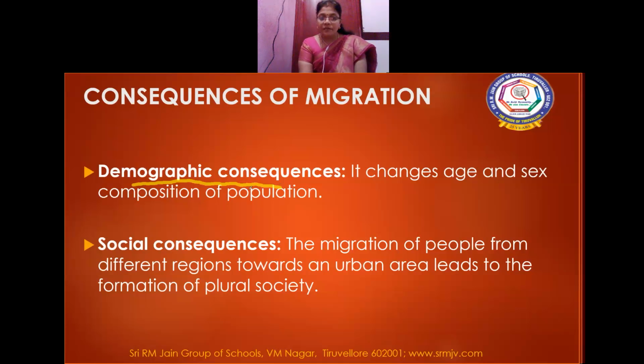So migration of females after their marriage leads to decline in sex ratio in the source regions, and increase in the sex ratio in the regions where they are going to settle. And the migration of male workers in search of jobs decreases the population in that region, and it will increase in the region where he is going to work. Next one, social consequences. So the migration of people from different regions towards an urban area increases the population in that urban area, isn't it?